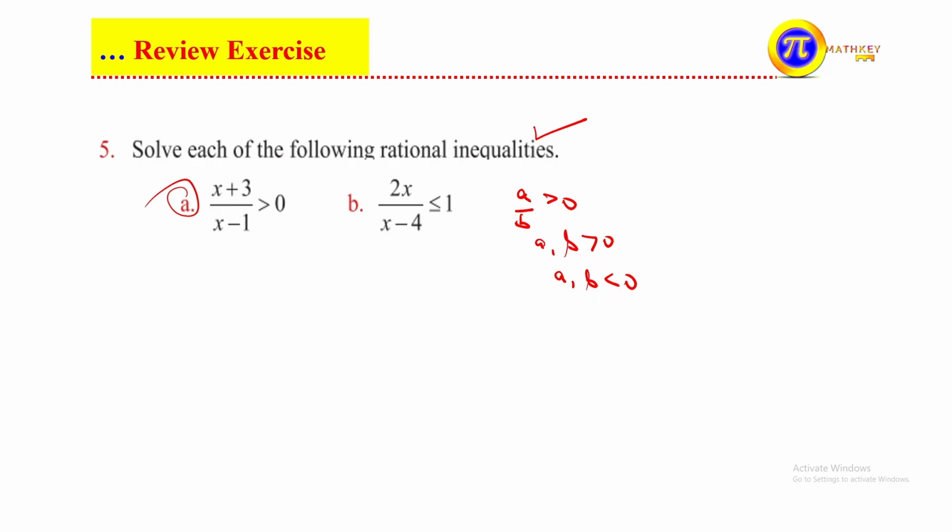Applying a sign chart is the easiest way, rather than using two cases. Let us see together. To apply this sign chart, what are the zeros of this? The numerator is 0 at -3. The denominator is 0 at 1. So the domain is the set of real numbers except 1, which makes the denominator 0. So the zeros are -3 and 1. The numerator x plus 3 at -3, what happens?